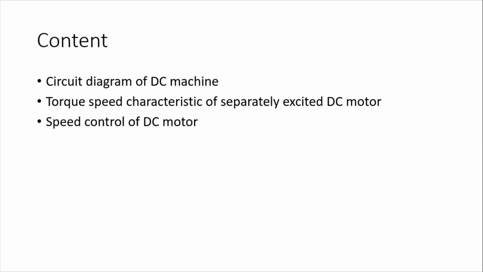So, today we are going to cover the circuit diagram of DC machine, and using the circuit diagram, we will develop the torque speed characteristic of separately excited DC motor, and then we will talk about the speed control of DC motor. So, let's get started.